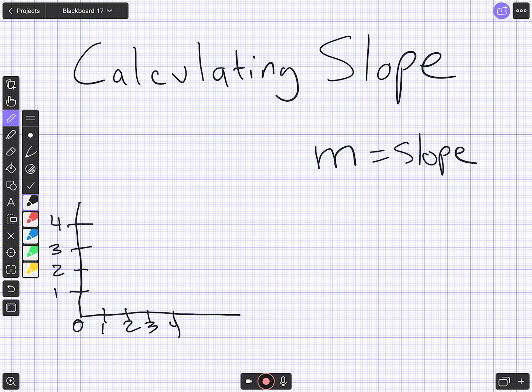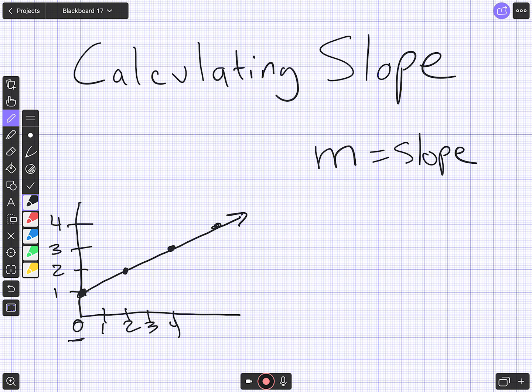Now it's similar to constant of proportionality, but slope is different because a slope can represent a line that doesn't go through the origin. So your line might not go through 0. Let's look at what that might look like. Let's put a few dots here on my graph.